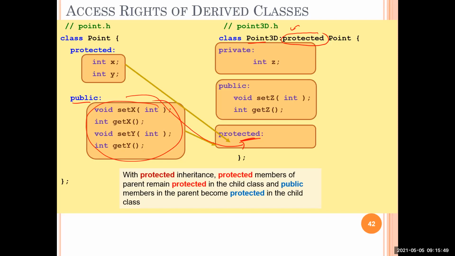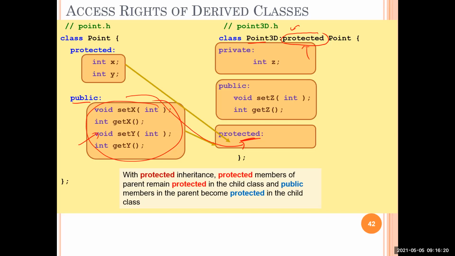Now you see what will happen. When you create an object of child class, you will not be able to call these functions. Why? Because from the main we cannot access protected members. So you see the impact that this is having is not on the child class, but more on what you can access from the main and what you cannot access.